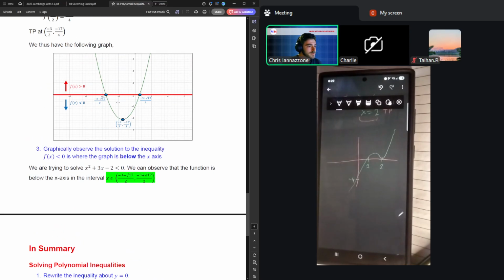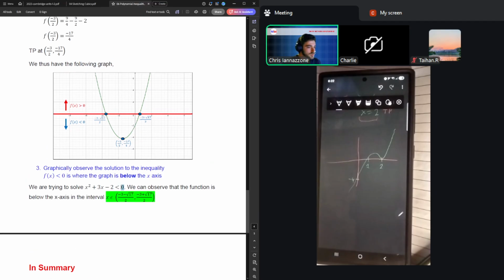You sketch that graph, and because you got it to a stage where it said this is less than 0, it just means that anywhere the graph is negative, which is what less than 0 means, that domain of values is what matters the most. That is your solution: all the x values where the graph is negative, less than 0. That's pretty much it.